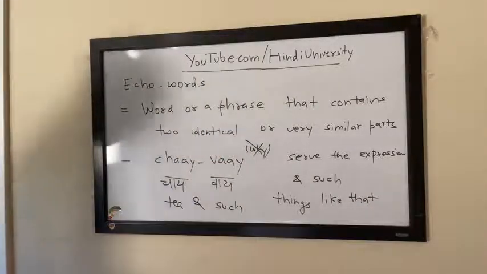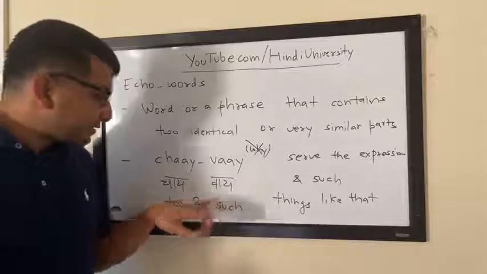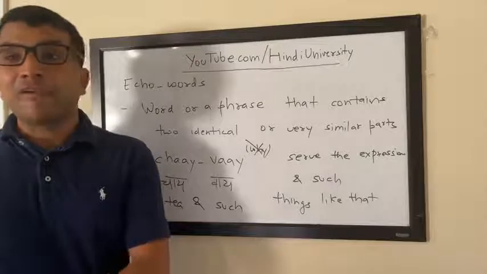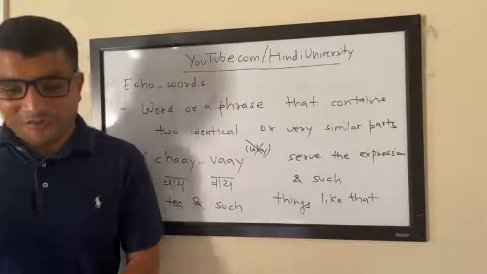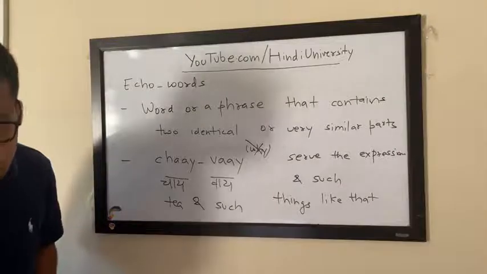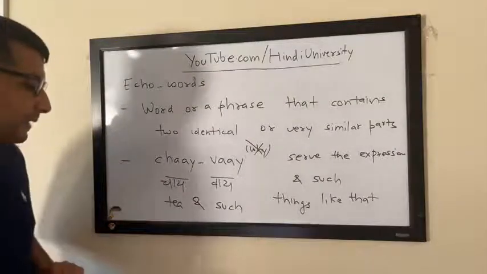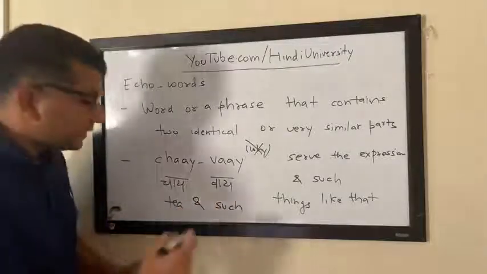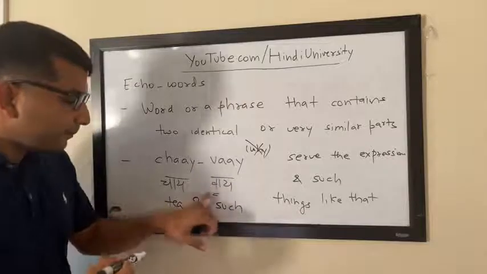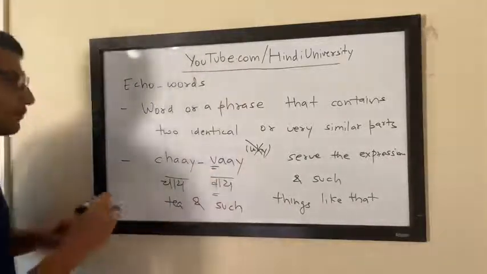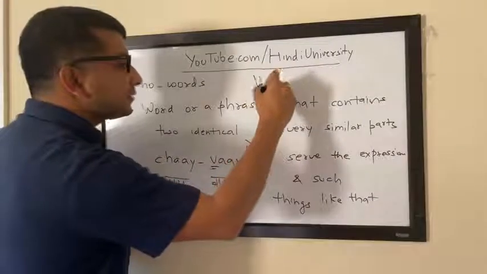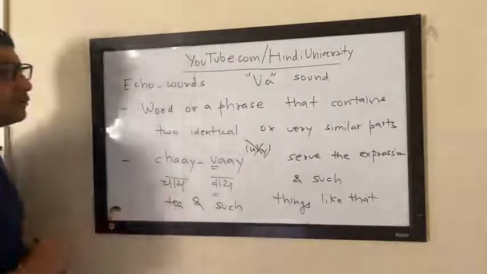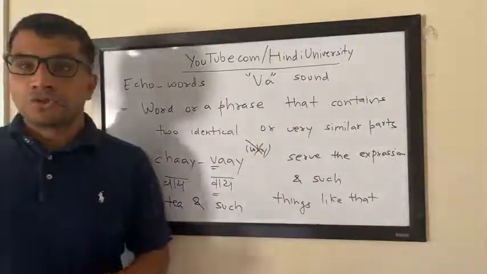So when you hear this word chai wai, it's tea and such. It could be tea and some cake along with it, tea or pastry, tea or coffee. But basically you put them into the same category, chai wai. Another important thing you will notice in echo words is that a good number of them start with the v sound. I'm going to write it here. It doesn't mean all of them, but the corresponding words start with a v sound for most of them.